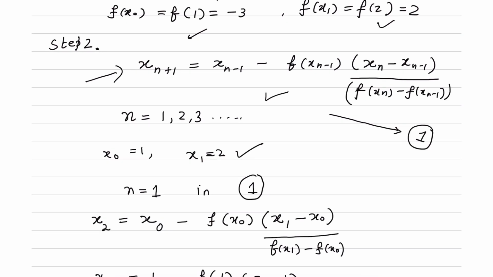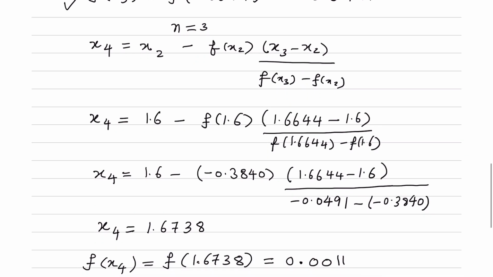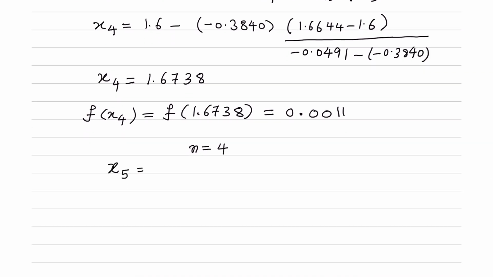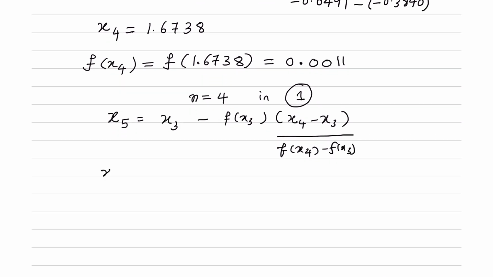In formula 1, on the left hand side we put n equal to 4, because when we put n equal to 4 here we get x5. So put n equal to 4 in formula 1 and you get x5. x3 minus f of x3 times x4 minus x3, divided by f of x4 minus f of x3. Let's plug in the values.